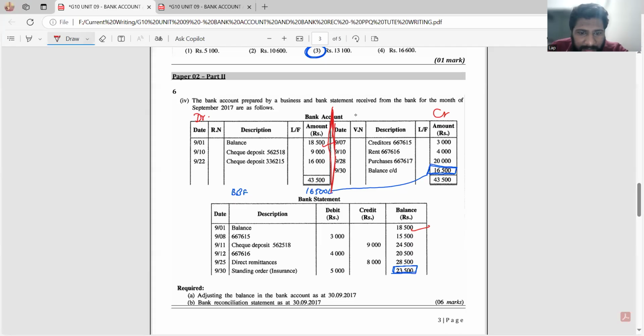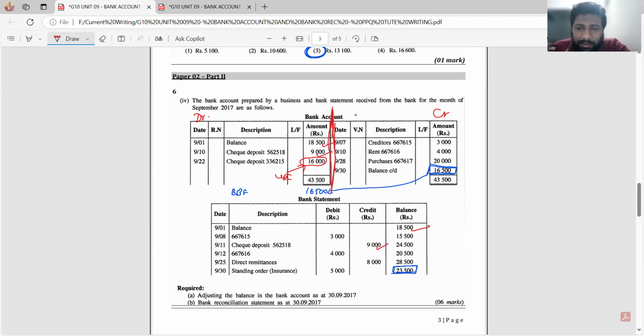Check 562,518, 9,000. It's there. Check 336,215. 336,215 is not there. So let me put a circle. So what is the meaning of this check? We have deposited, not yet realized. Unrealized checks.